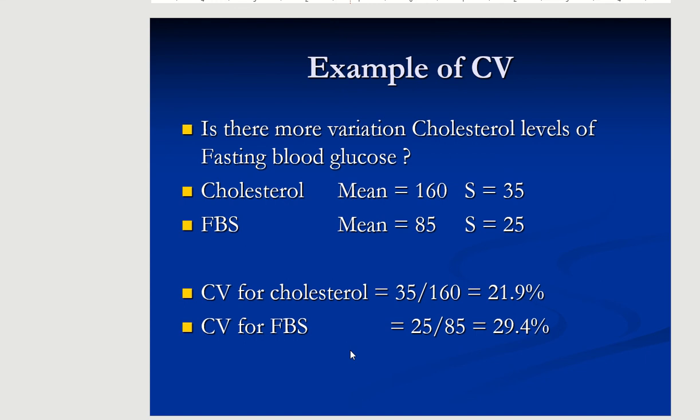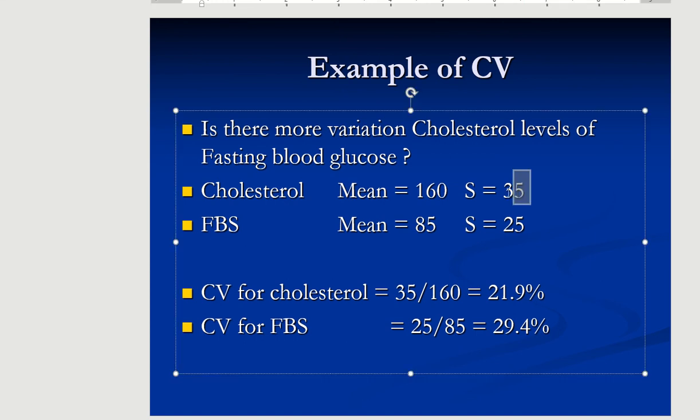We calculate the coefficient of variation. I take the standard deviation of cholesterol, 35, and divide it by the mean, which is 160. That gets me 21.9%. I take the standard deviation of fasting blood sugar, 25, divide it by the mean, 85, and turn it into a percentage, so that's 29.4%. Now I can compare the coefficients of variation, and I notice that the coefficient of variation for fasting blood sugar is bigger than for cholesterol. So I conclude people vary more in their fasting blood sugar than in cholesterol.